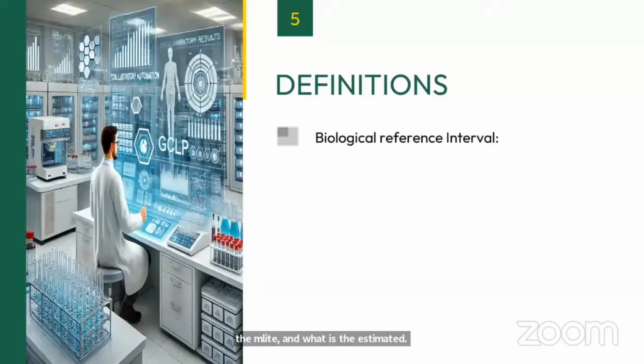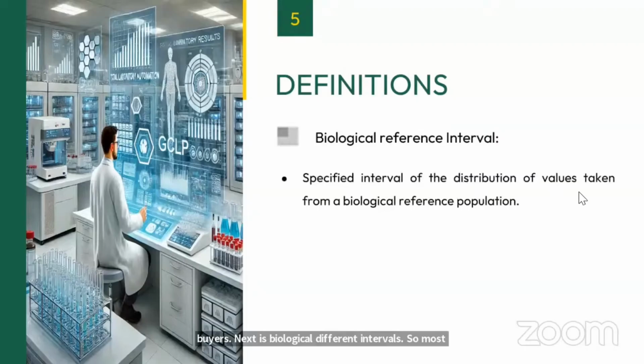Next terminology is biological reference interval. Most of you will be aware what is the biological reference interval. Specified intervals of the distribution of values taken from a biological reference population. So what concentrations will be found in a particular population? What are the different levels that will be found with respect to a particular analyte in the population you are serving? So that is a biological reference interval.